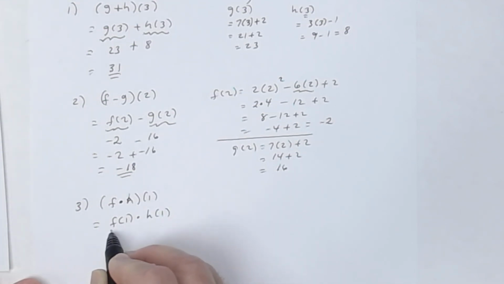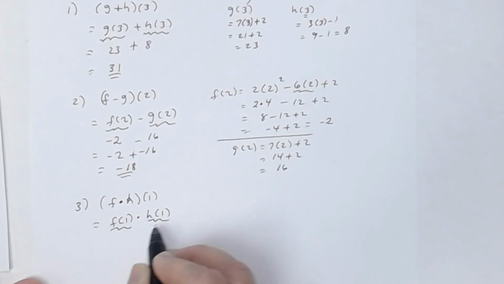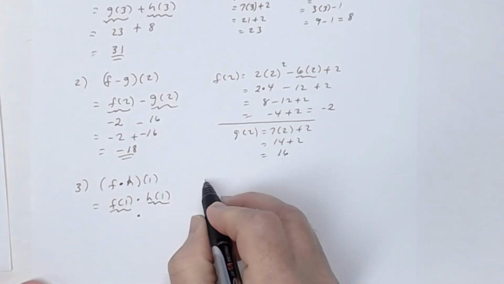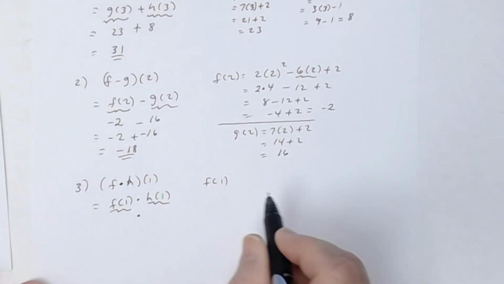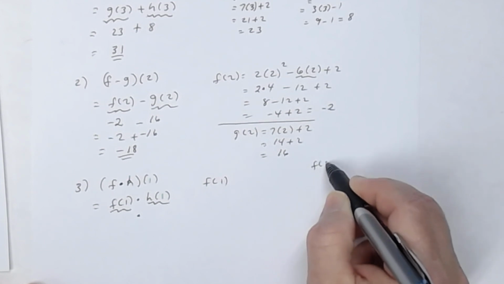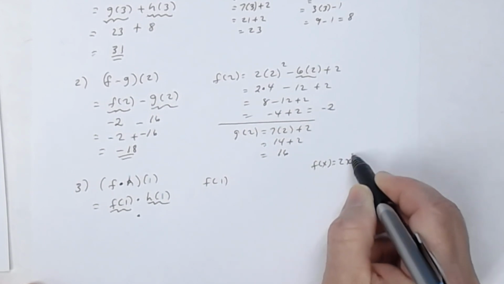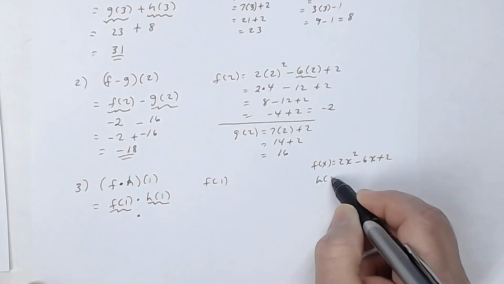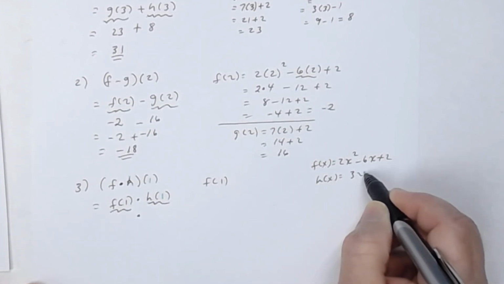And so we're going to find f of 1, then we're going to find h of 1, and then we're going to multiply those together. All right, so let's find f of 1. I'm going to go ahead and rewrite the functions here that I need. So f of x is 2x squared minus 6x plus 2. And then h of x is 3x minus 1.